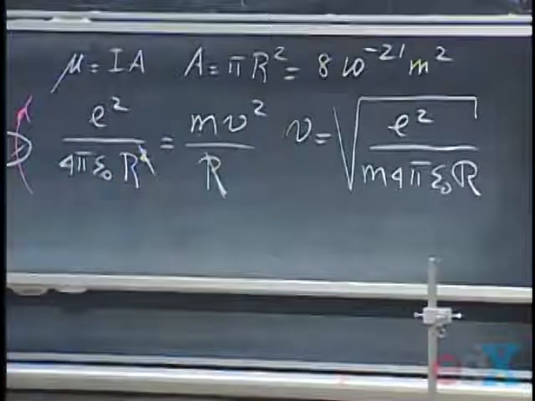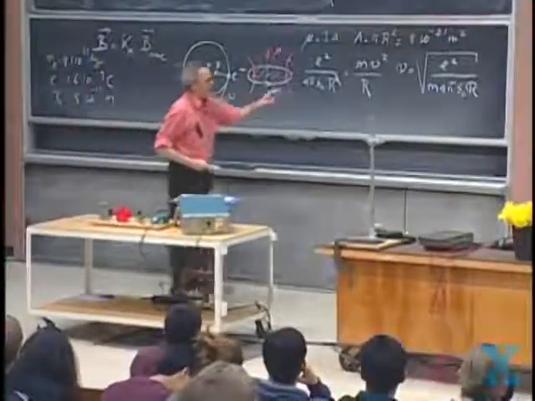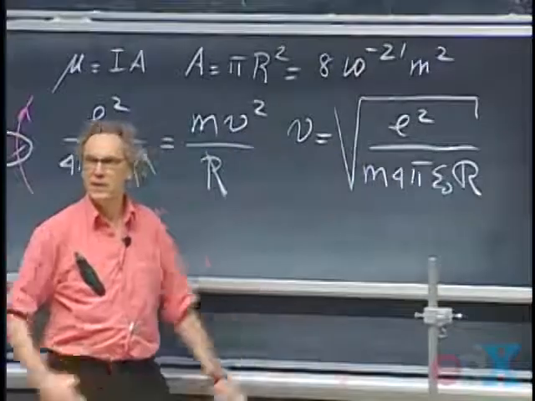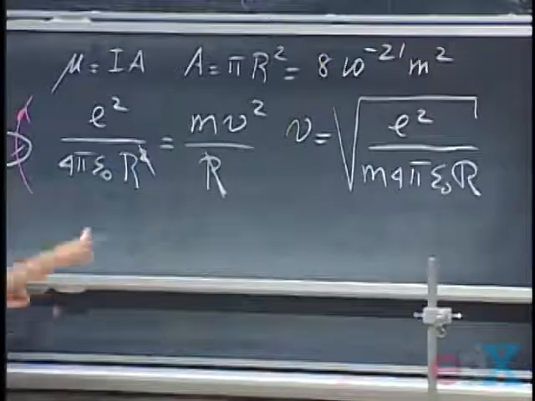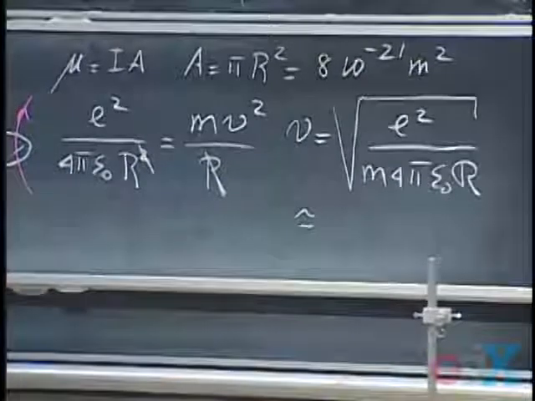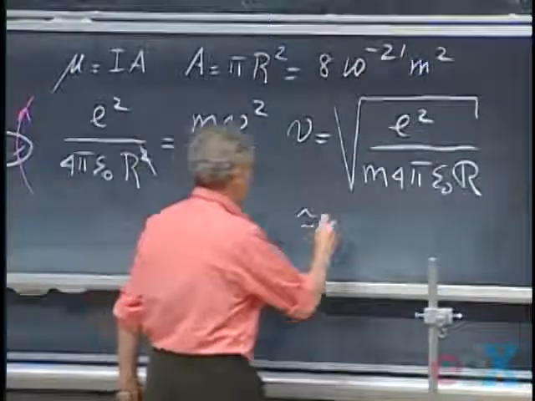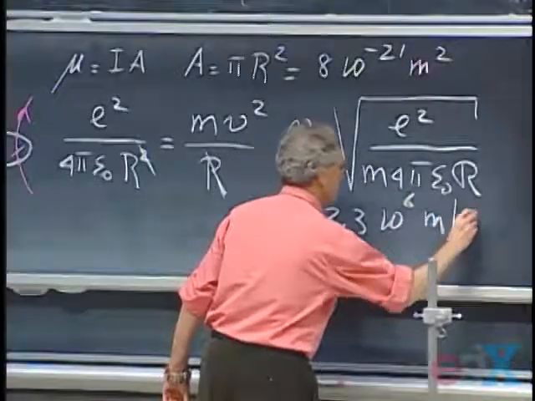I know what E is, I know what capital R is, I know what 4 pi epsilon 0 is. 1 over 4 pi epsilon 0 is the famous 9 times 10 to the power 9. And so I can calculate what V is. And if I stick in the numbers, and if I did not make a mistake, then I find about 2.3 times 10 to the 6 meters per second.